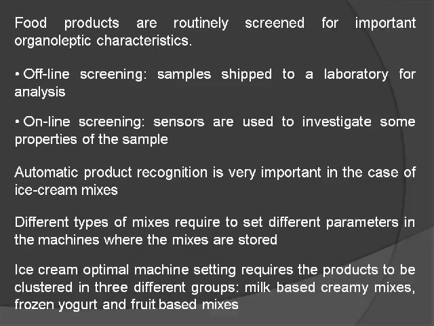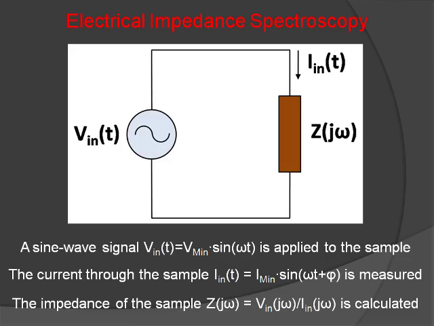To this purpose, in practice a distinction is made between milk and fruit-based ice creams, requiring different conservation temperatures and frequency of pasteurization cycles. Within the milk-based products a further, less decisive discrimination is that between creamy and frozen yogurt products. Electrical impedance spectroscopy is often used for electrical characterization of food products.